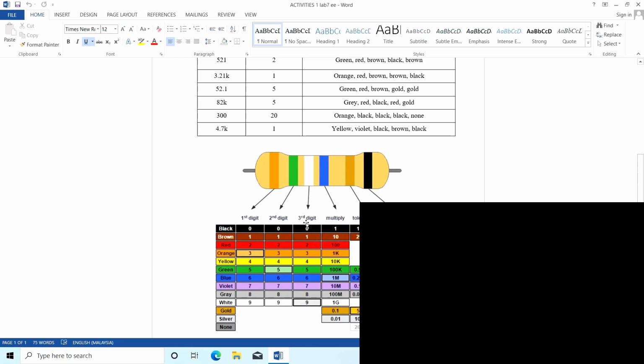After that, the multiplier color multiplies by 100, because we get 820, and when we multiply with 100 we get 82,000. And the tolerance is 5%. We see that the gold color has a 5% tolerance.